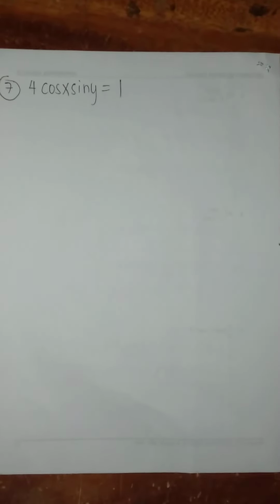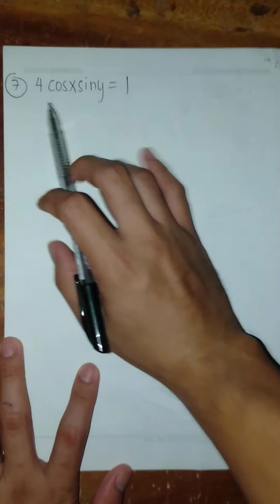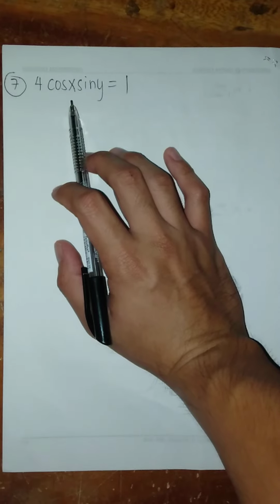Okay guys, so let's try to solve problem number 7. So ang function natin ngayon ay 4 cosine x sin y is equals to negative 1. So papansinin natin, this is an example of an implicit differentiation.